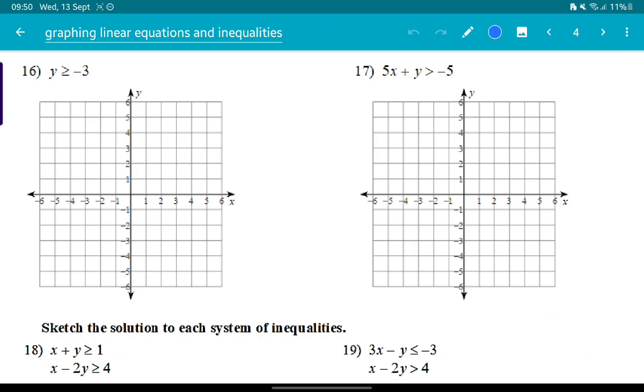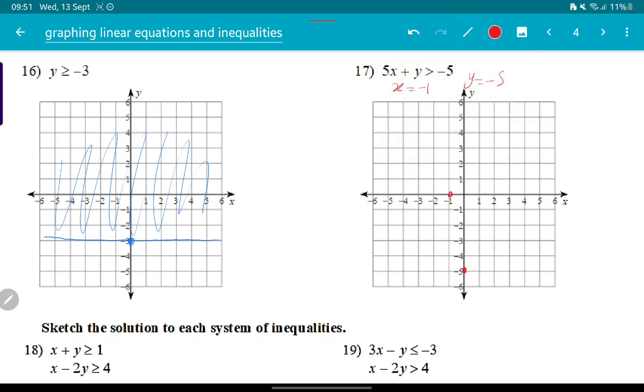Y is greater than -3, so y equals -3, and graph this solid. Greater than, that means take all of the above. This one, cancel y, x will be -1. Cancel x, y will be -5. So y is -5, x is -1.